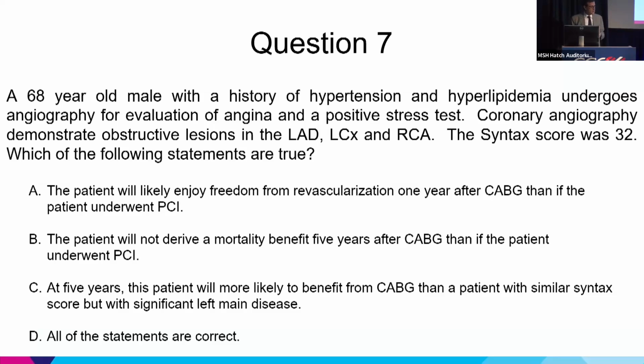A, the patient will likely enjoy freedom from revascularization 1 year after CABG compared with PCI. B, the patient will not derive a mortality benefit 5 years after CABG compared with PCI. C, at 5 years, the patient is more likely to benefit from CABG than a patient with a similar SYNTAX score but with significant left main disease. And D, all of these statements are correct.